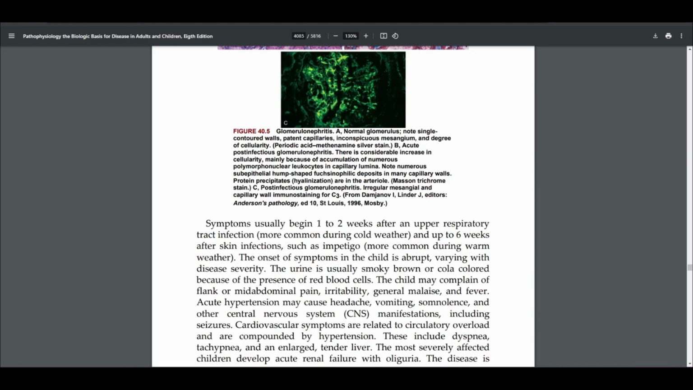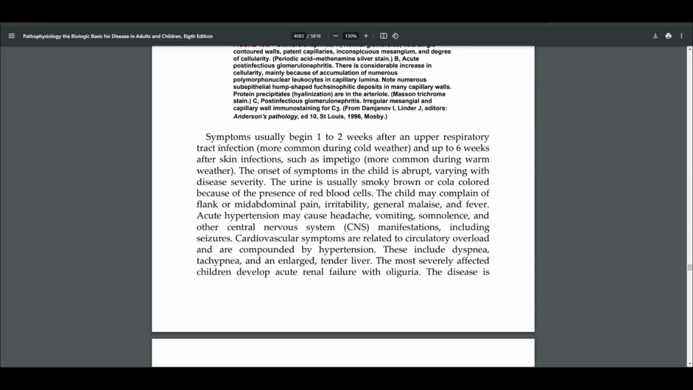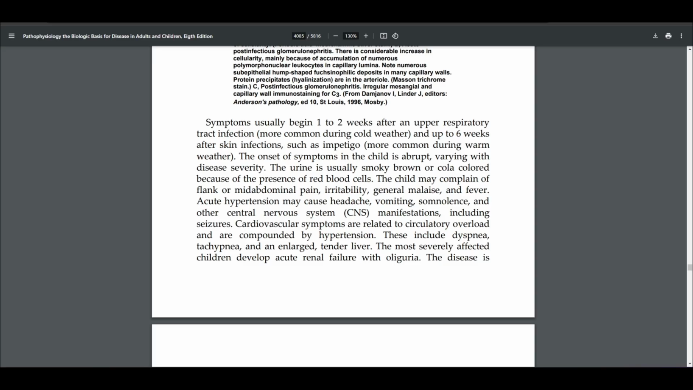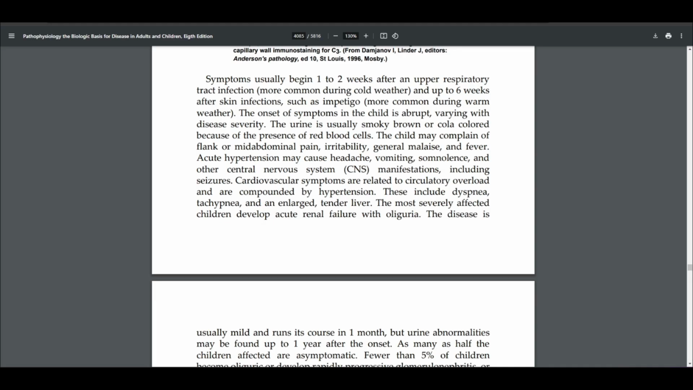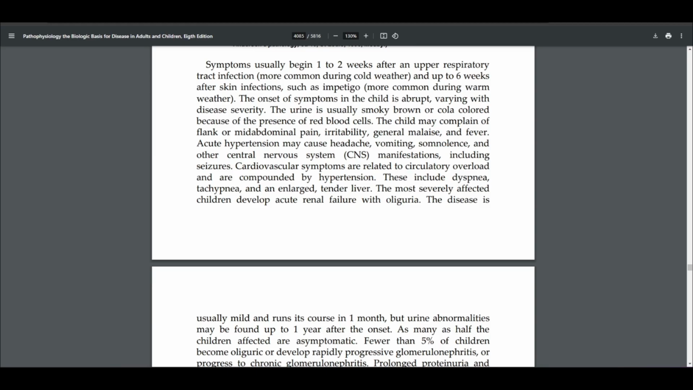Symptoms usually begin 1 to 2 weeks after an upper respiratory tract infection, more common during the cold weather, and up to 6 weeks after skin infections such as impetigo. The onset of symptoms in the child is abrupt, varying with disease severity. The urine is usually smoky brown or cola-colored because of the presence of red blood cells. The child may complain of flank or mid-abdominal pain, irritability, general malaise, and fever. Acute hypertension may cause headache, vomiting, somnolence, and other central nervous system manifestations, including seizures.